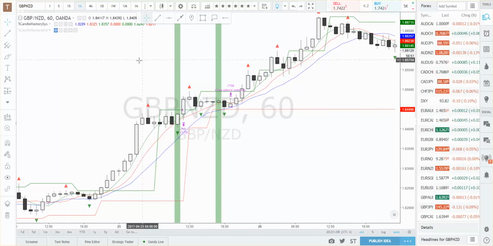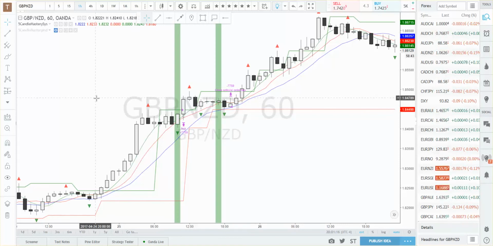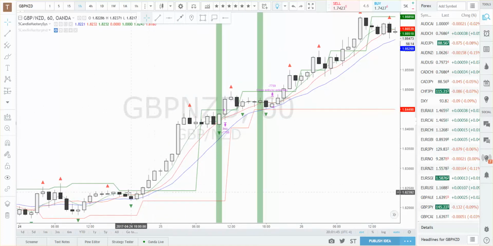So I currently have two versions of the indicator. One of them has a built-in system where you'll actually see buy and sell signals, and you'll be able to adjust the risk and also a forward test. And another version is the indicator alone with no buy and sell signals. So currently you're seeing the strategy version, the system. And here is a very good example of how the indicator works.